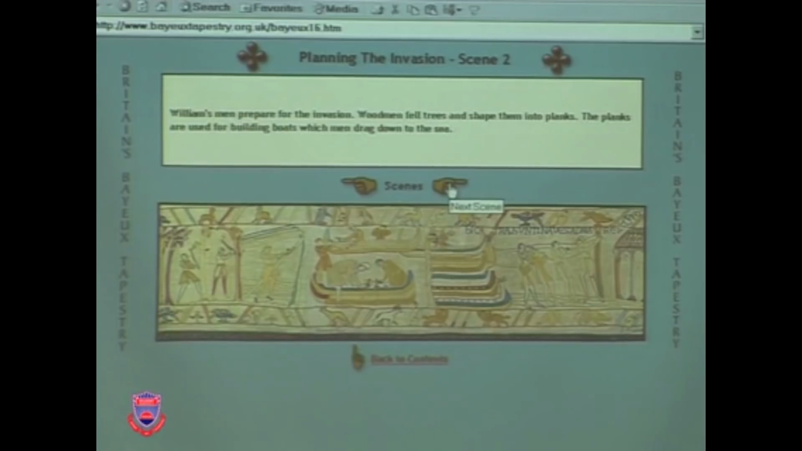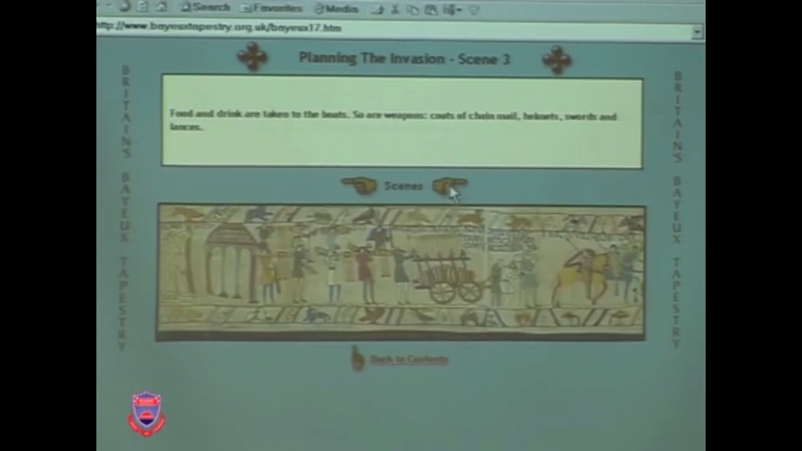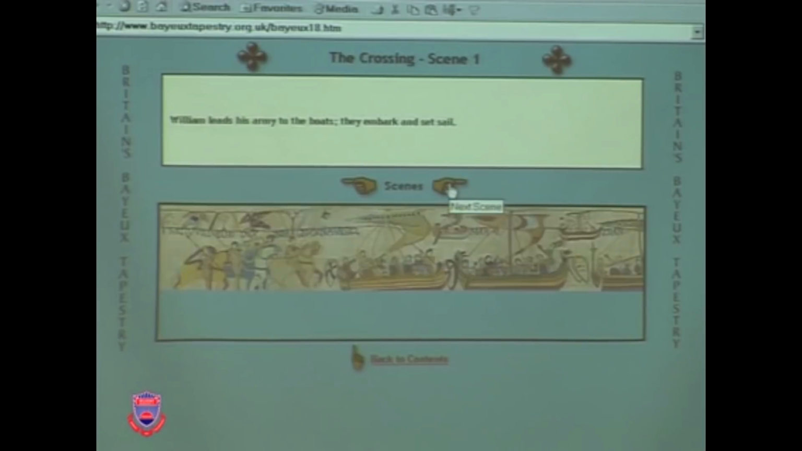And then we can jump through these quite quickly. They're quite nice pictures. For some historians, military guys or whatever, they're quite interesting pictures showing how they build the ships and get the weapons ready. So here are the ships being prepared. Okay, food and drink is taken to the boat and weapons are being brought and so on. Quite a nice catalogue of the way that they did things.